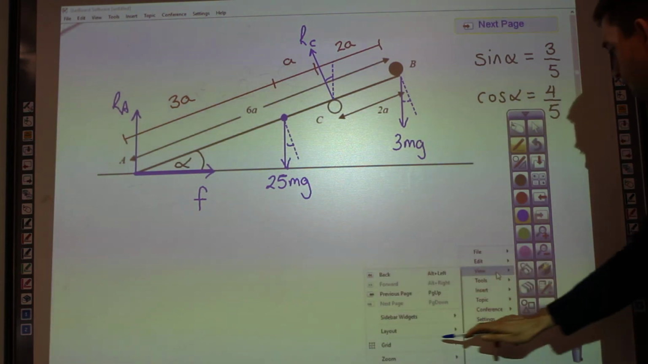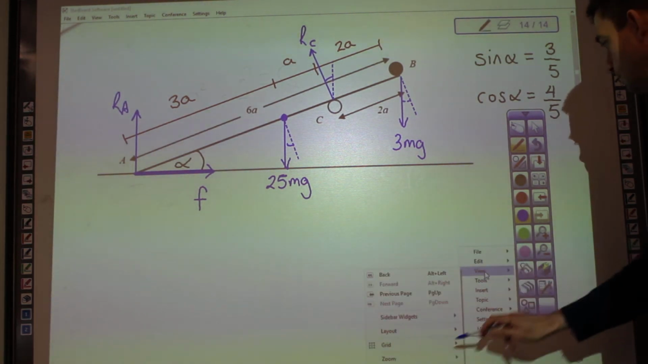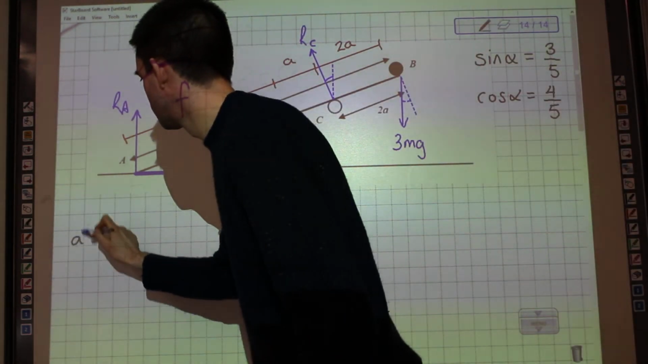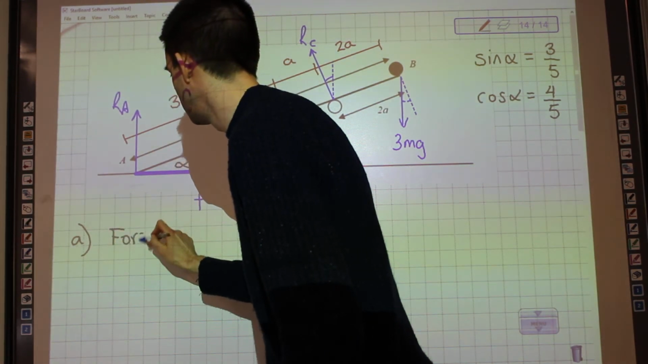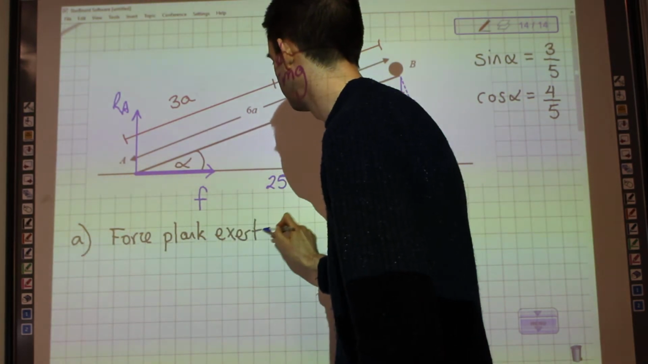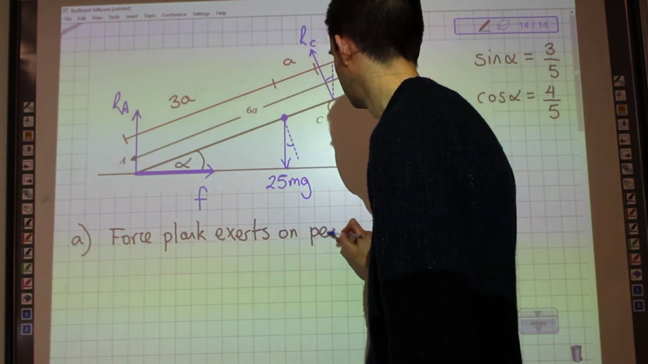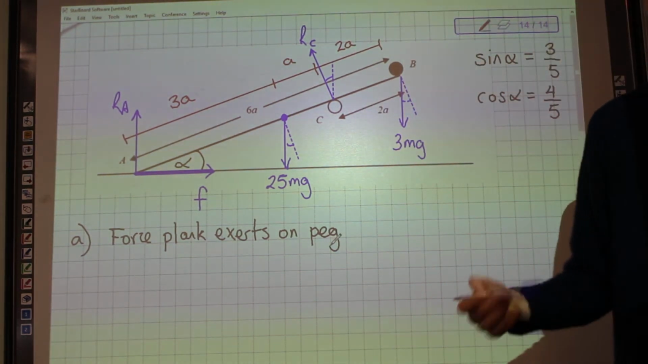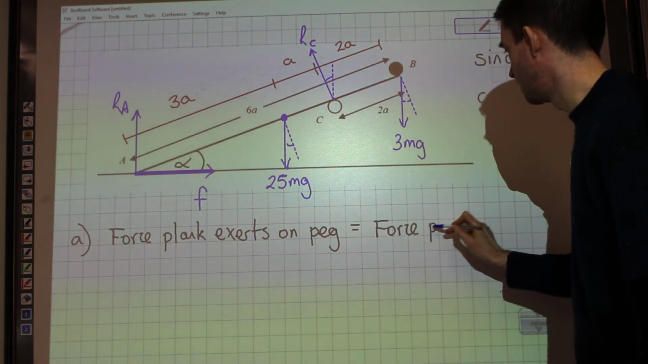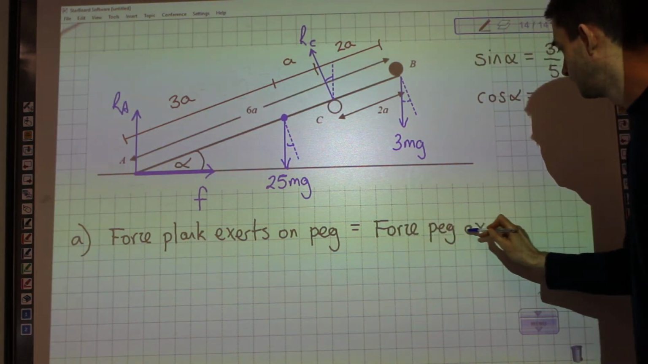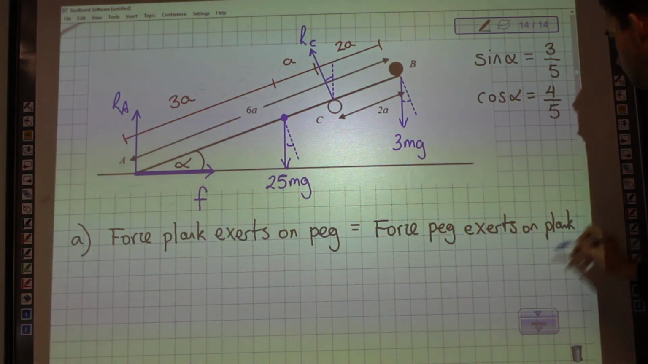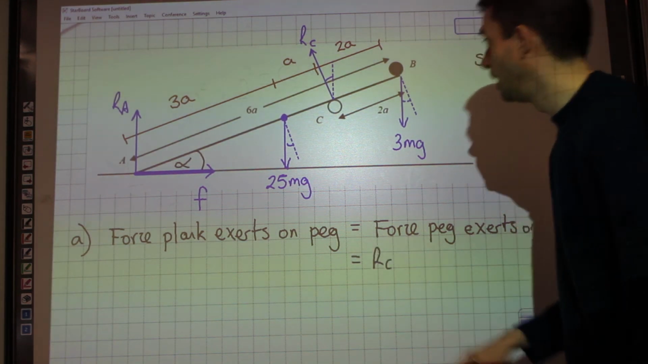So, here we go. The force that the plank exerts on the peg will be the same as the force that the peg exerts on the plank. So what this is actually asking me to do is to find the reaction at C.